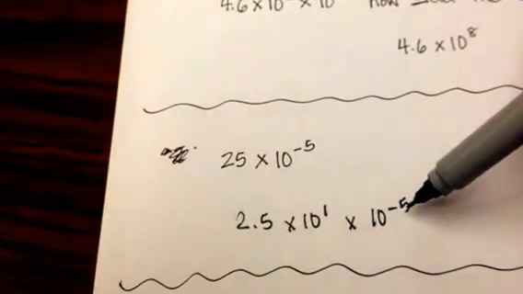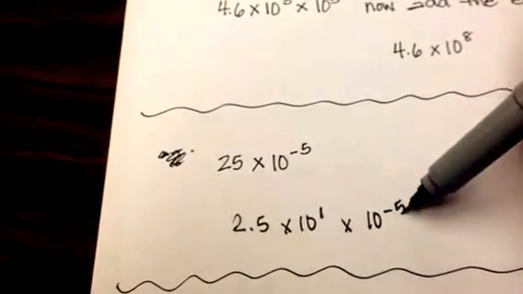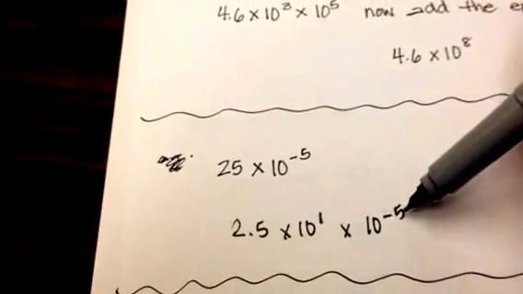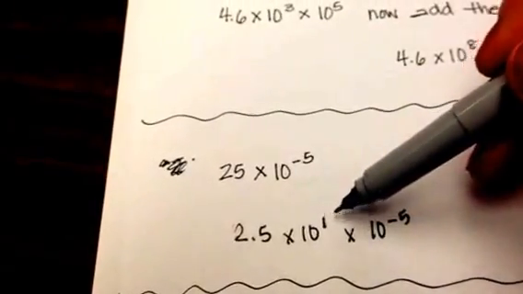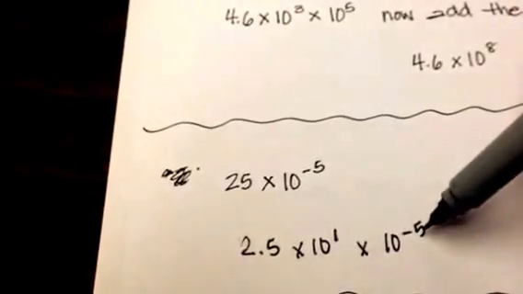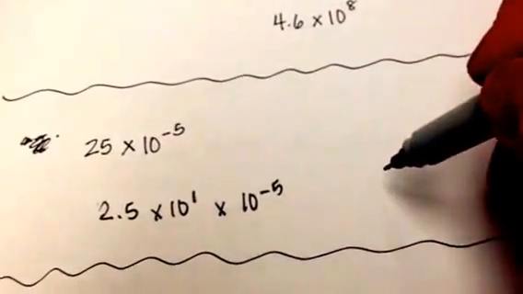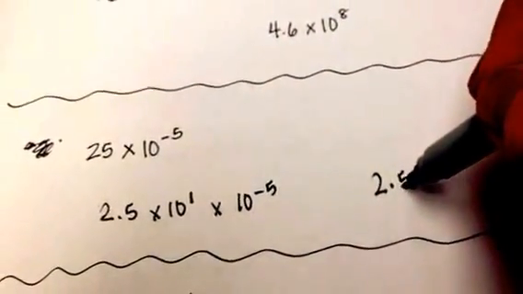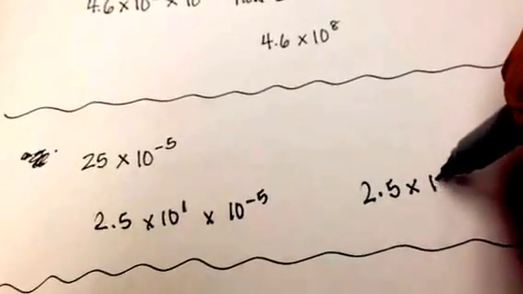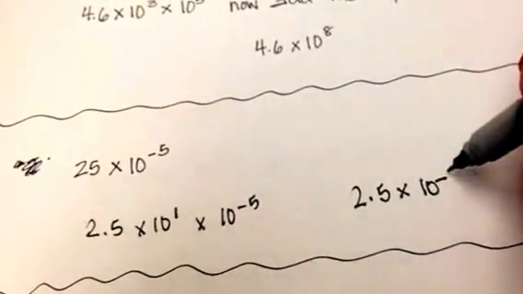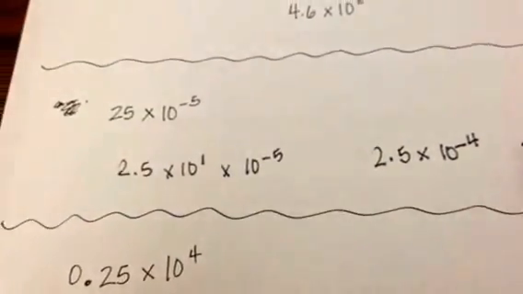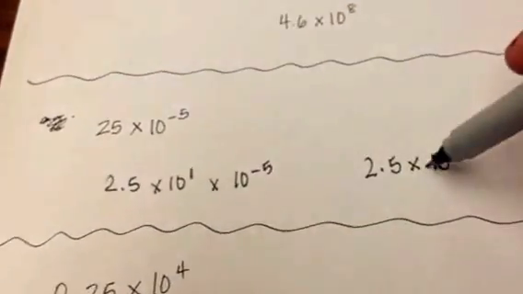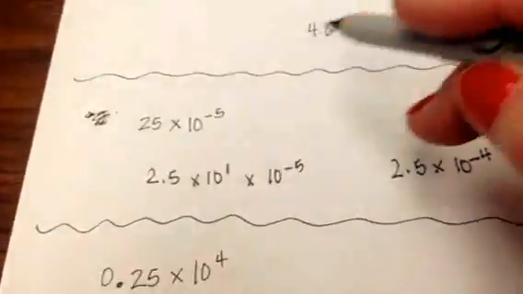Now when I add these together, remember what we do? We just add absolute values. So it's 5 minus 1, right? Because that's the biggest number. So it's going to be 2.5 times 10 to the negative 4. Okay? This would be the proper form for that.